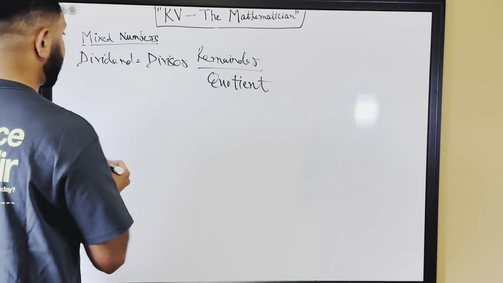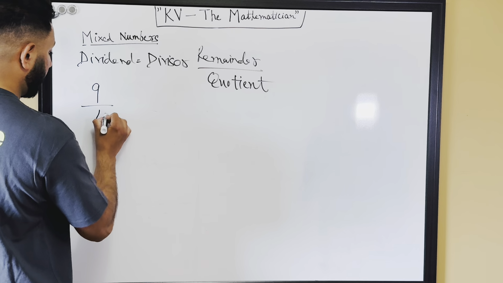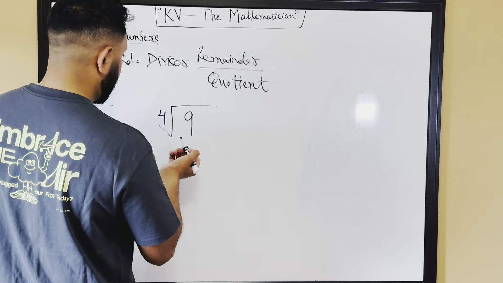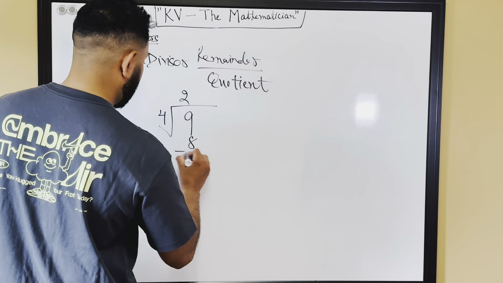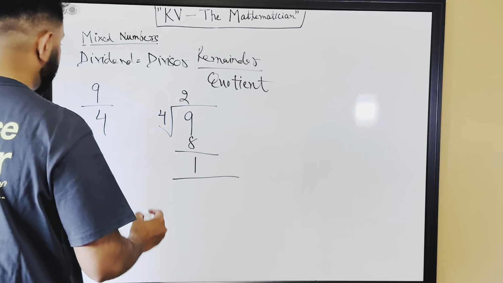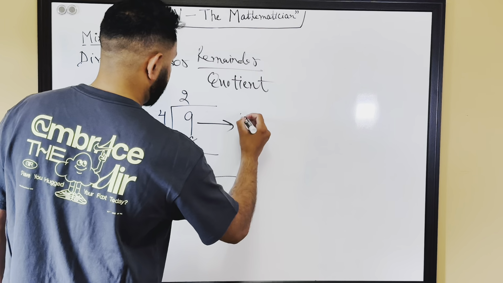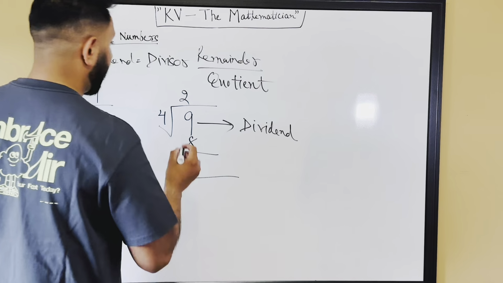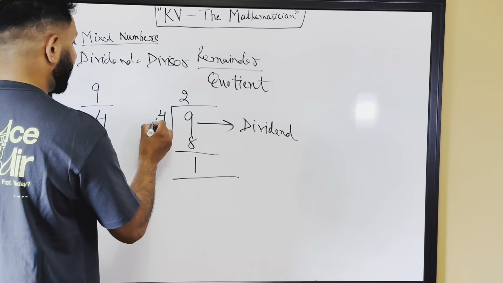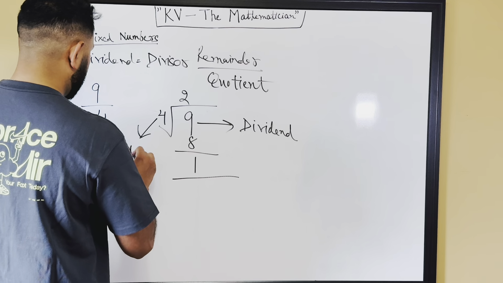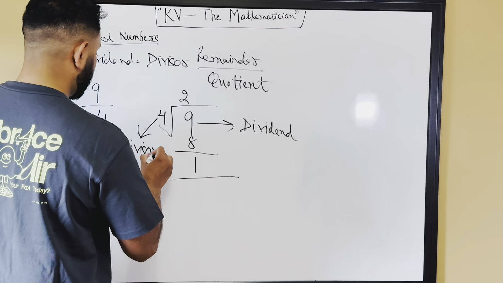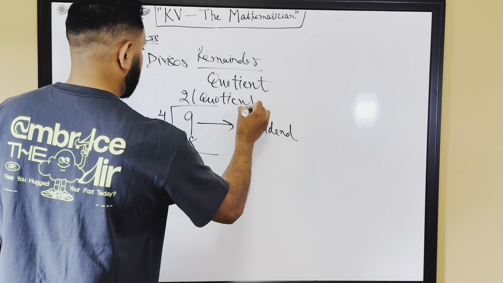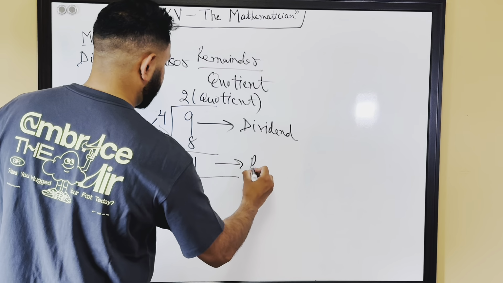And let's take an example, 9 by 4. If we divide 9 by 4, 4 into 2 is 8, and we got 1 as a remainder. So here 9 is the dividend. That means the number that we are dividing is 9 and the number that we are dividing by is 4, which is the divisor, and this is the quotient, and this is the remainder.